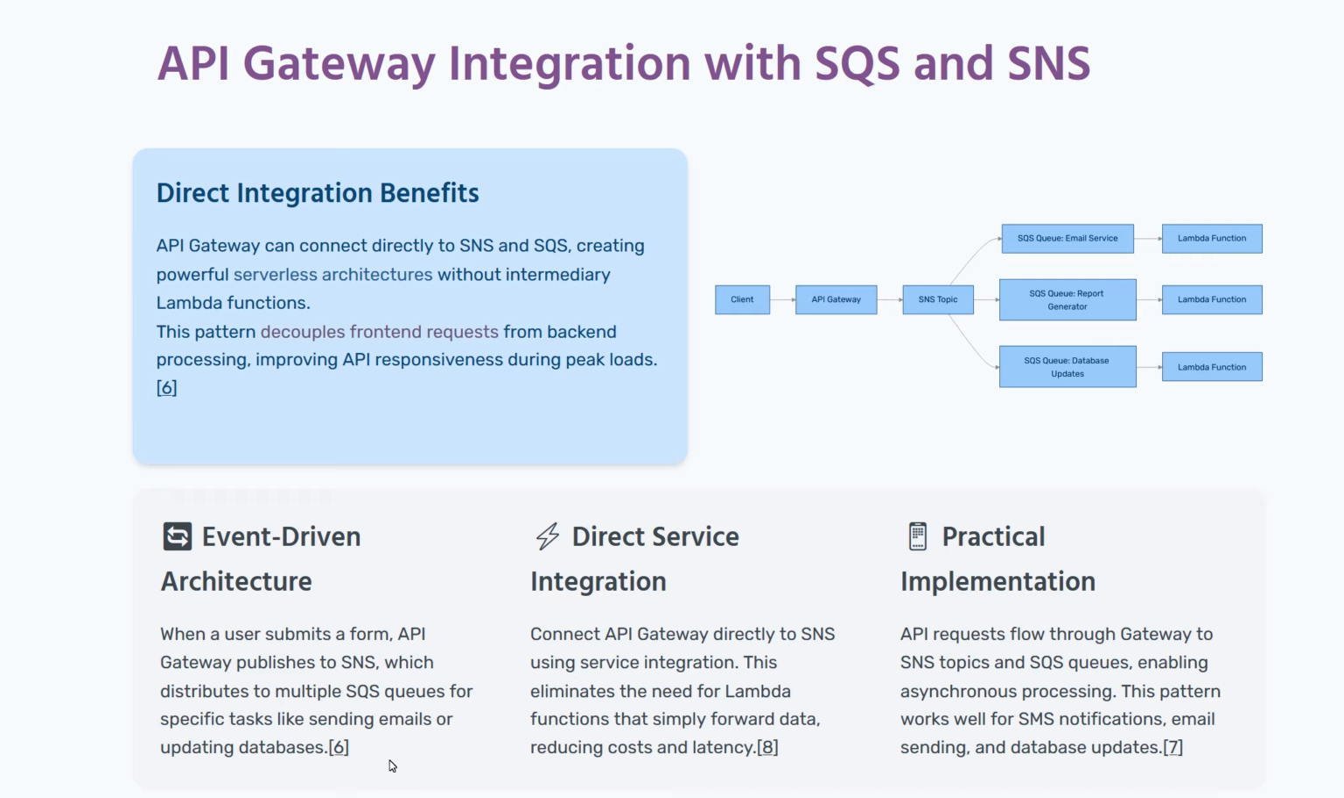So when it's in a topic, with different topics and different queues, a Lambda function can take action. API Gateway to queues enables asynchronous processing. This pattern works well for SMS notifications, email sending, and database updates.